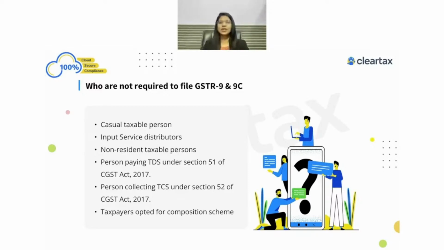We also understood that GSTR-9 is applicable for the registered regular person who actually files GSTR-1 and 3B. They are required to file this GSTR-9. It is not applicable for the ISD, a casual taxable person, a non-resident, or a person who is liable to deduct TDS or TCS. It is applicable for people who file GSTR-1 and 3B either on a monthly or a quarterly basis.